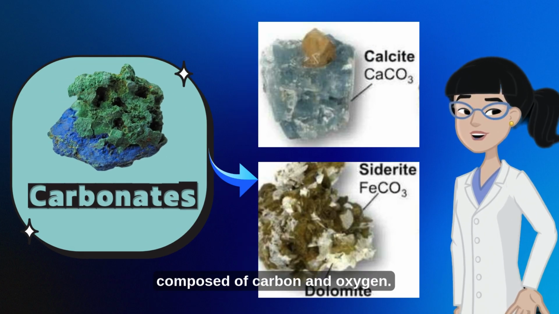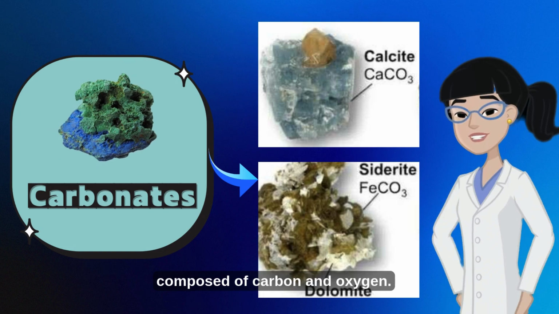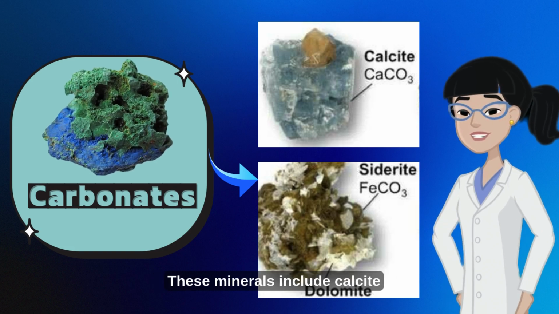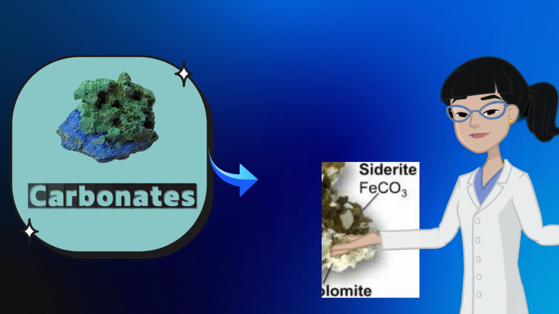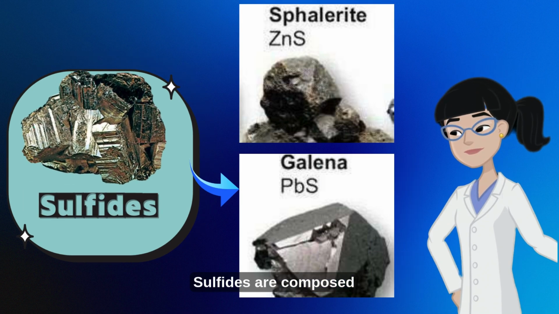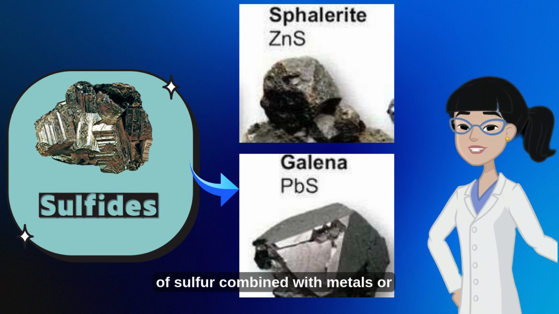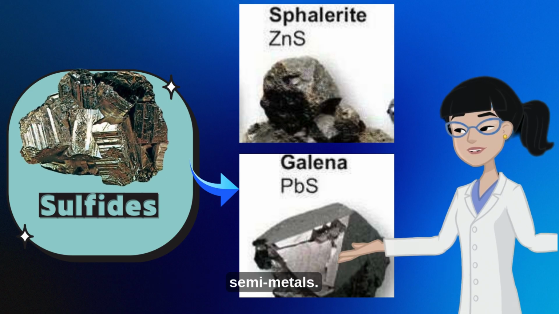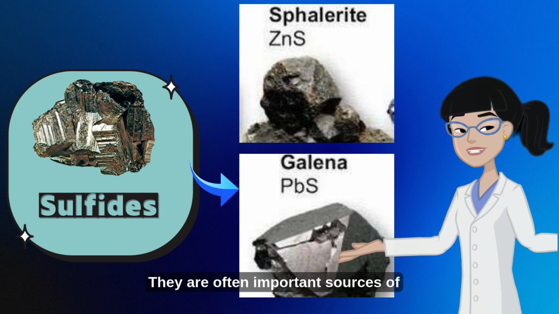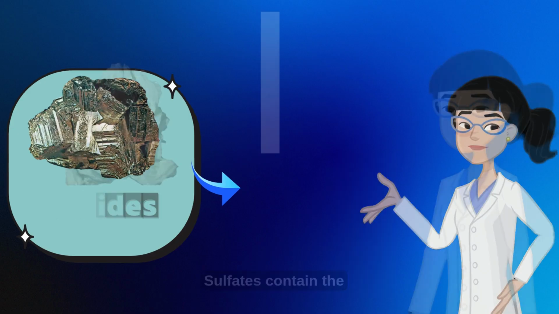Carbonates, composed of carbon and oxygen. These minerals include calcite and dolomite. Sulfides are composed of sulfur combined with metals or semi-metals. They are often important sources of metals.